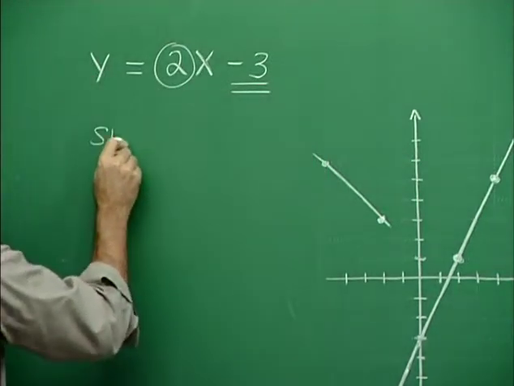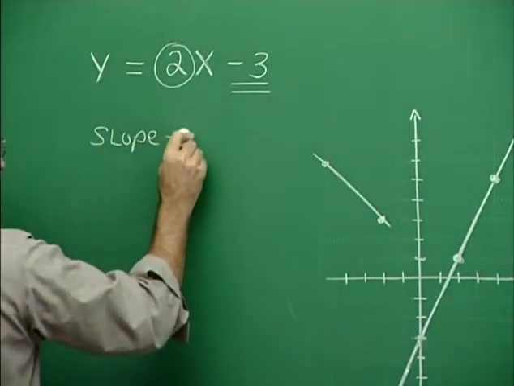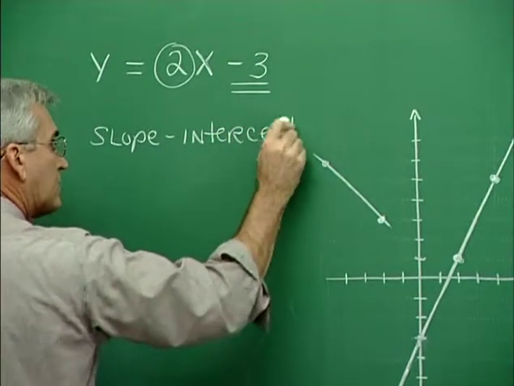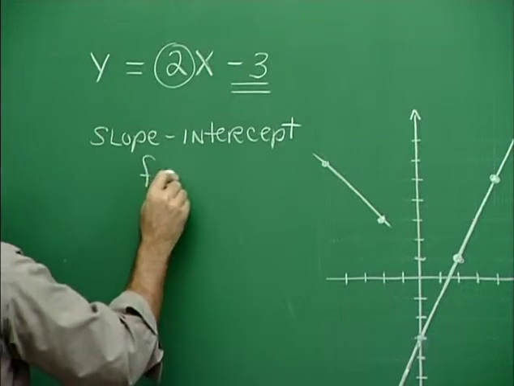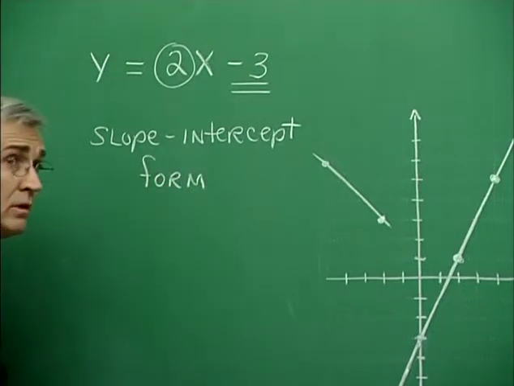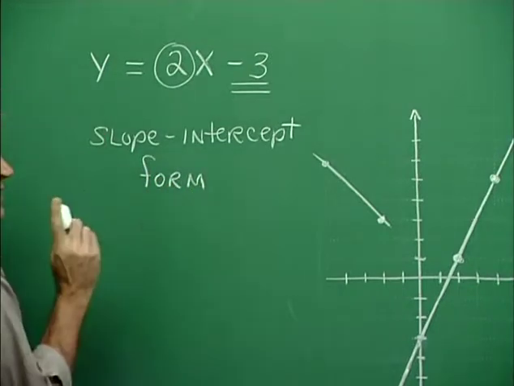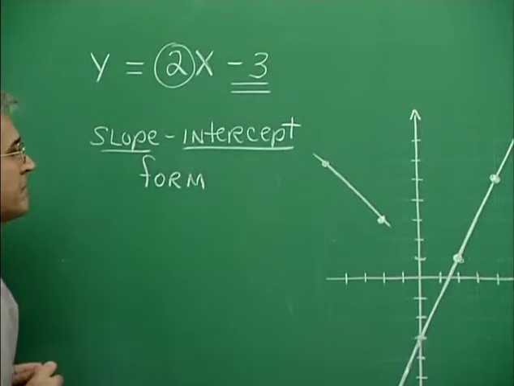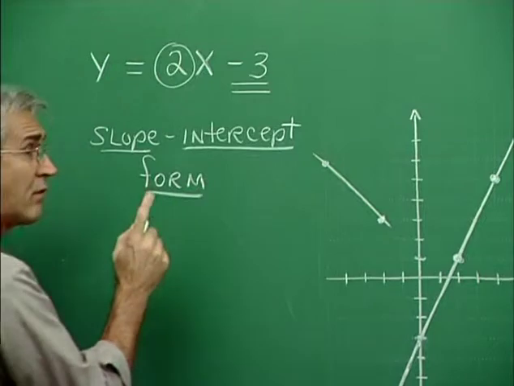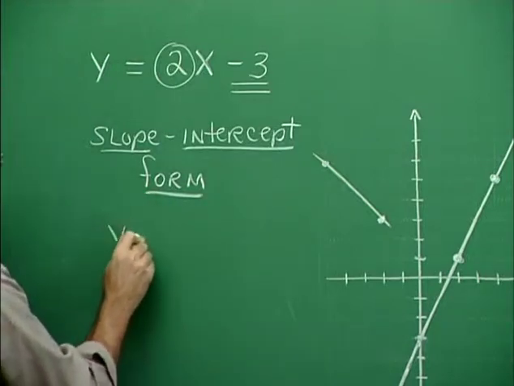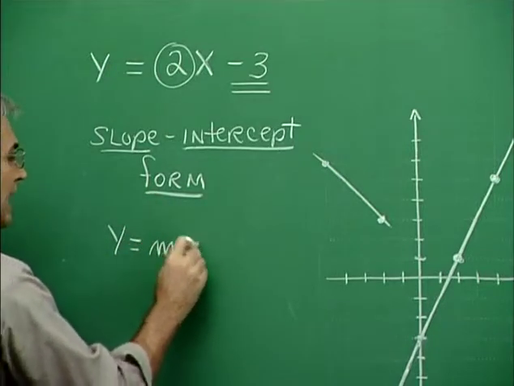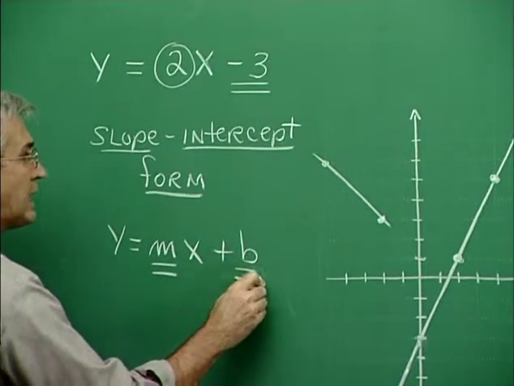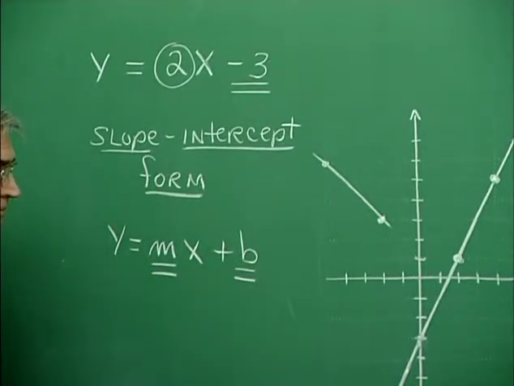Slope-intercept form. It is a form of a linear equation that gives information about the slope and the y-intercept. Now, generally, this form is written like this. It's y equals mx plus b, where m is the slope, b is the y-intercept.